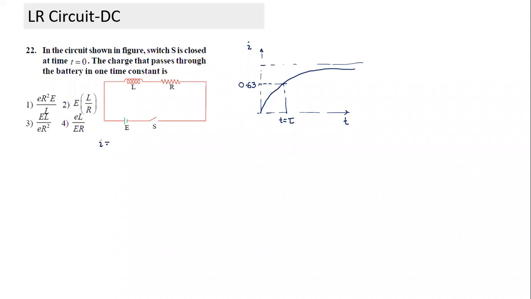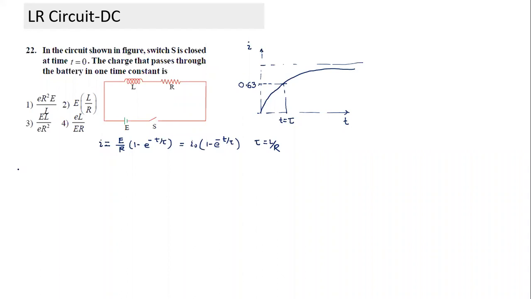If I have to write one equation which I know, I is equal to E by R times 1 minus e raised to power minus t by tau. Or I could have simply written I is equal to I naught times 1 minus e raised to power minus t by tau, tau being equal to L by R. This is the equation I know. From this equation, I need to find the charge that will pass through. How do we find it?